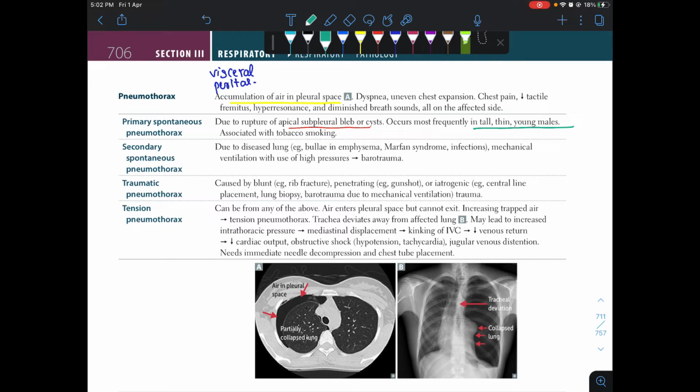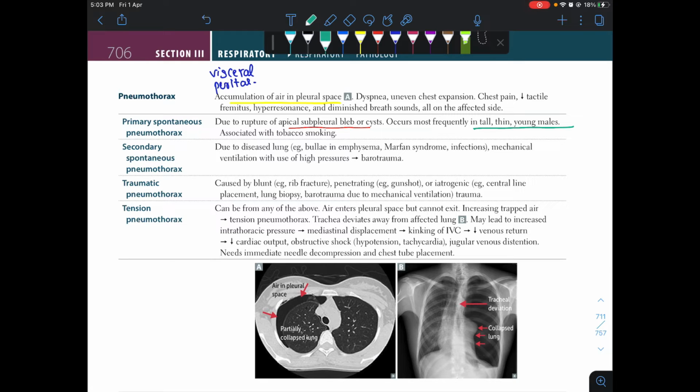Secondary spontaneous pneumothorax. This is seen in diseased lung, like bullae in emphysema that rupture, or also seen in connective tissue diseases like Marfan syndrome or Ehlers-Danlos syndrome, and infectious conditions, and it is also seen in mechanical ventilation with use of high pressure that leads to rupture of the lung and air in the pleural cavity.